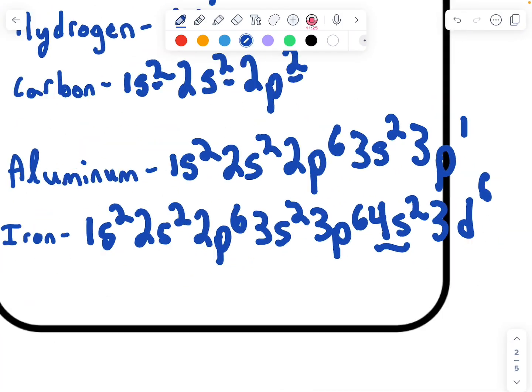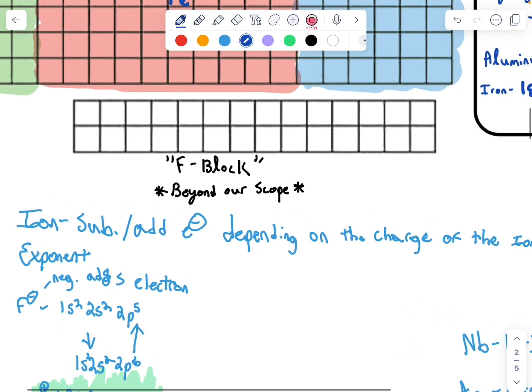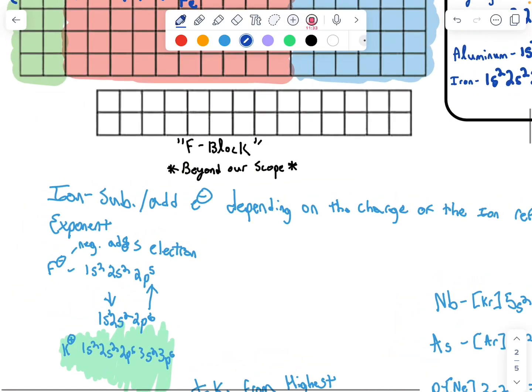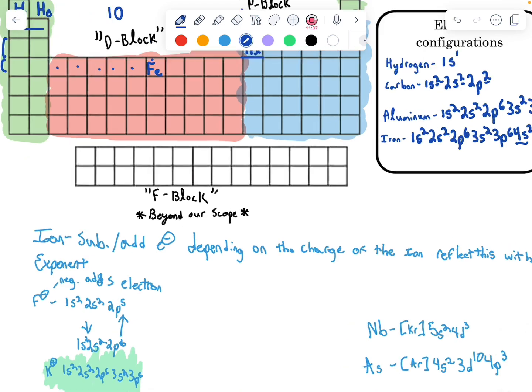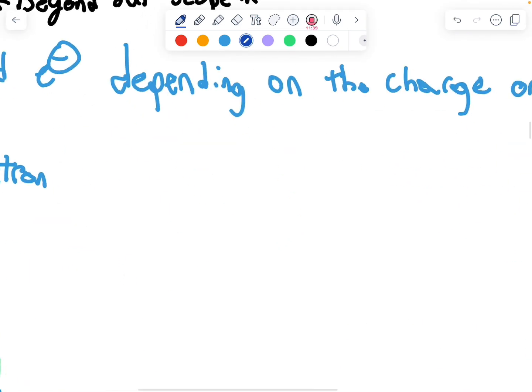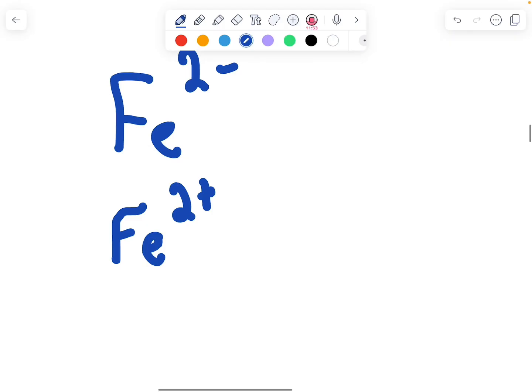Okay, now let's talk about ions. So an ion, you subtract or add electrons depending on the charge of the ion, and you reflect this with the exponent. So if I have Fe2 negative, we're going to add 2 electrons, and if we have an Fe2 positive, we'll take away 2 electrons, right? Because electrons carry a negative charge. So if we're taking 2 away, it's going to be a partially positive atom.